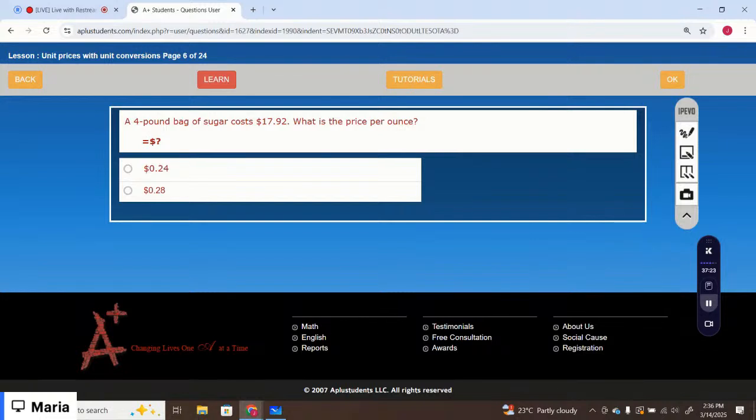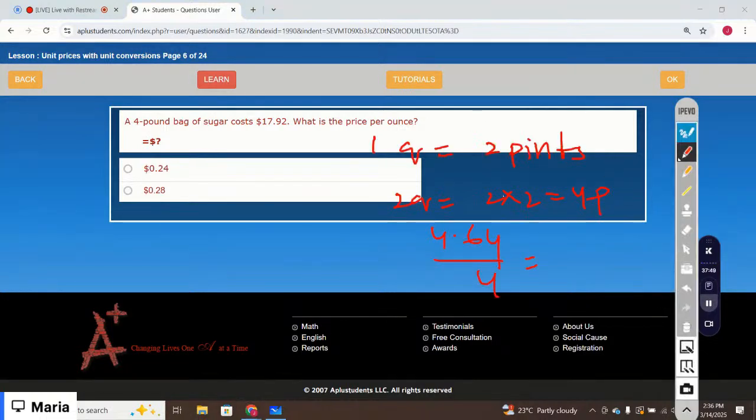A 4-pound bag of sugar costs $17.92. What is the price per ounce? You have to convert from pounds to ounces. 1 pound equals 16 ounces. So 4 pounds equals 16 times 4, that is 64 ounces. So you have to divide $17.92 by 64 because you need to calculate the price per ounce.